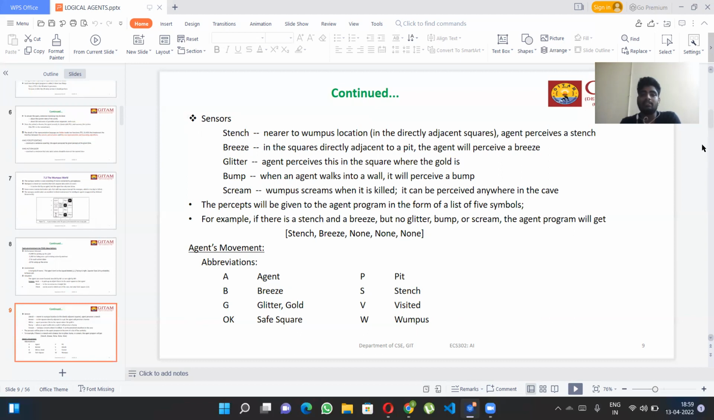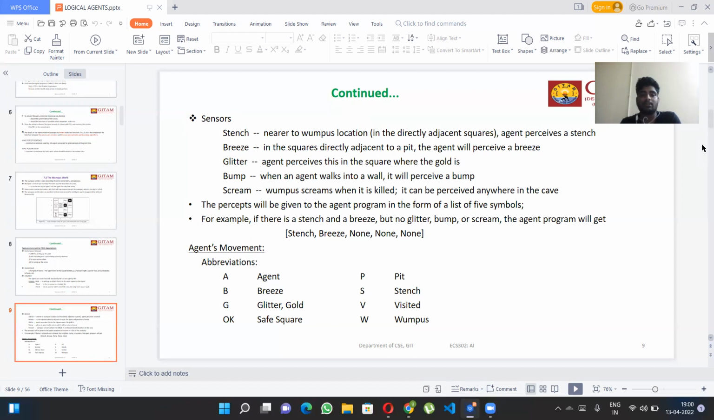The Wumpus screams when it is killed. It can be perceived anywhere in the cave. The Wumpus will roar, and if it sees anyone, it will kill or eat that person. The agent program will give the percept in the form of a list of five symbols. I will give some examples so you can identify them easily.